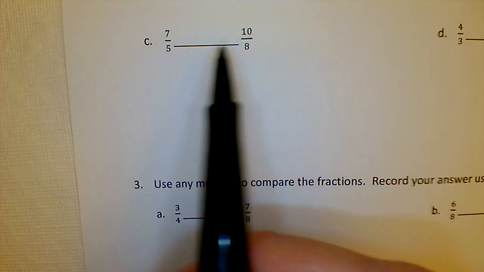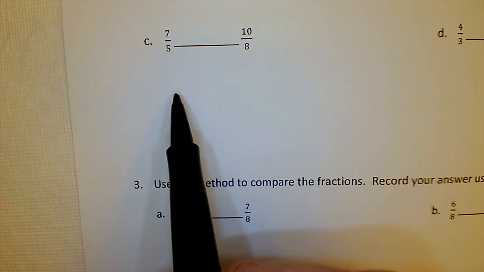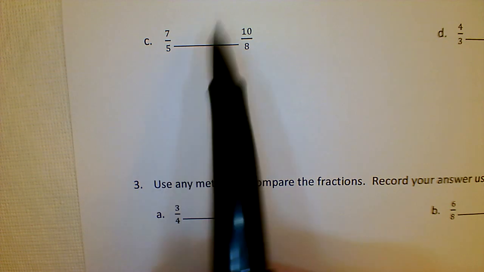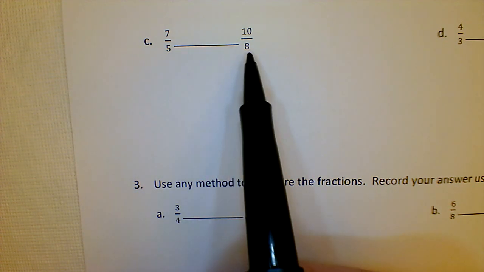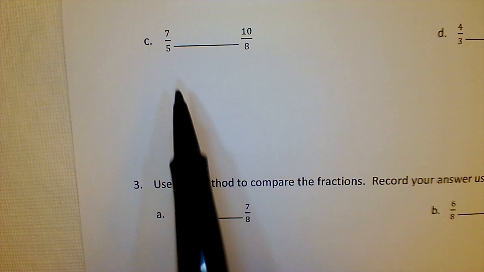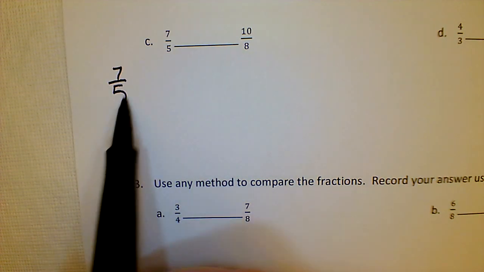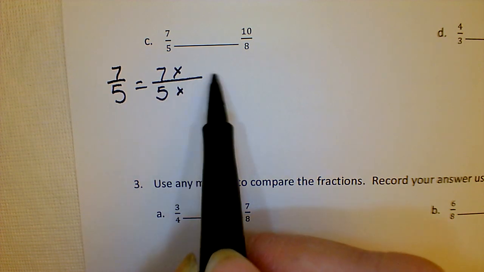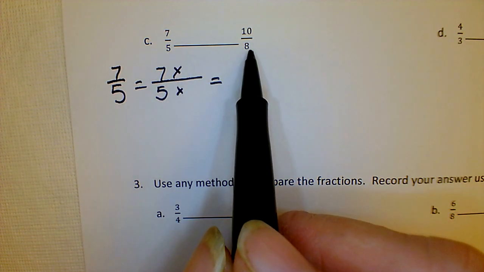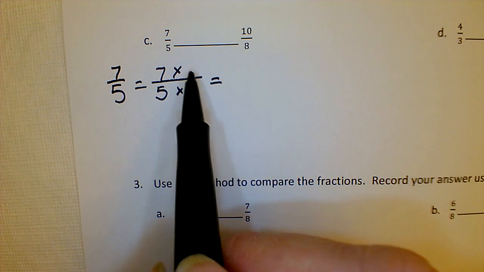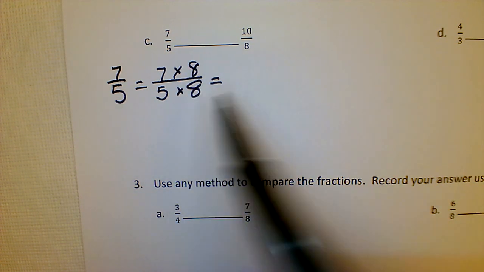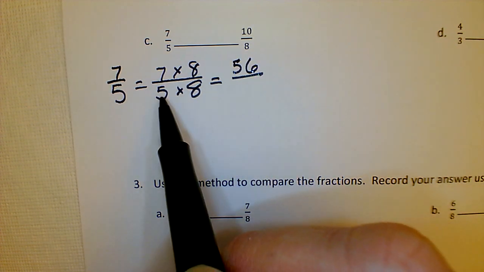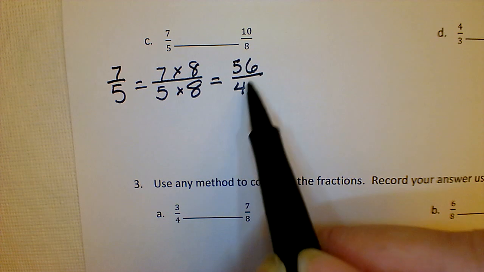So here we have 7/5 and 10/8. The numerators are not related, the denominators are not the same, they're not related, so I'm going to go ahead and use that trick where I multiply by the other fraction's denominator. So let's start with 7/5. 7/5 is the number we're starting with. We're going to multiply the top and the bottom by the other fraction's denominator, which was 8. So we're going to multiply by 8 over 8, which is just 1. So 7 times 8 is 56, and 5 times 8 is 40.